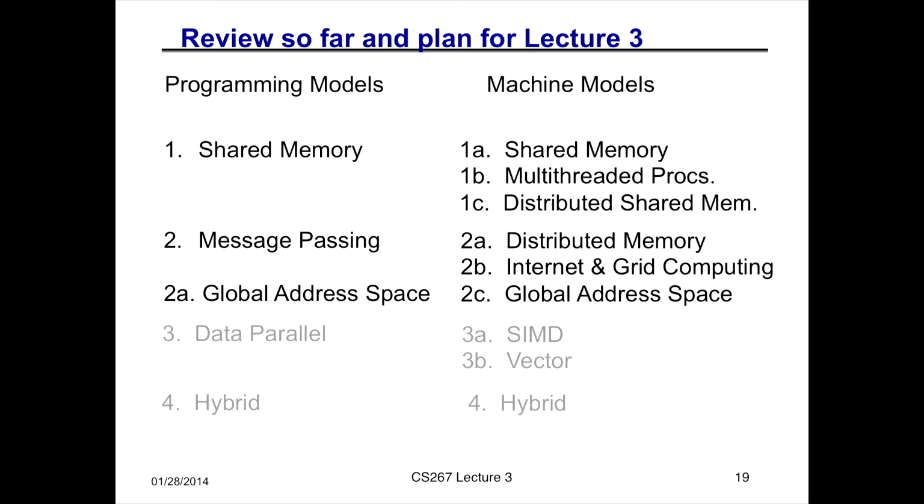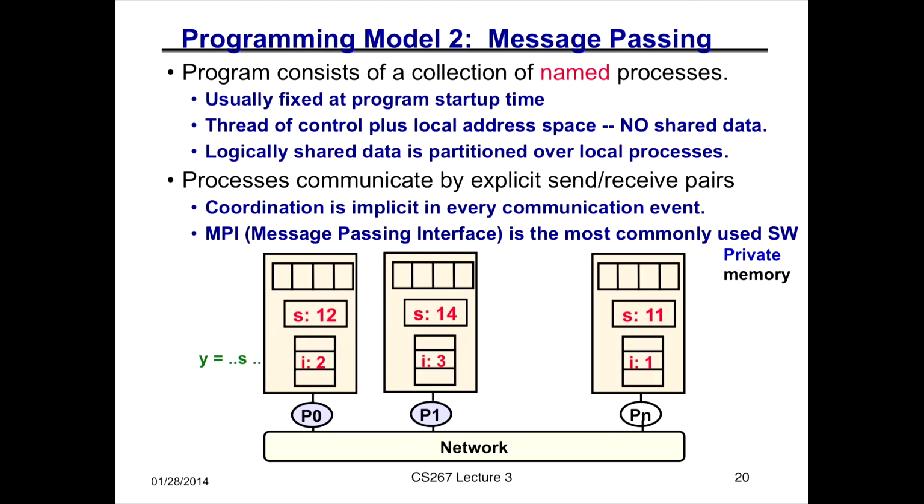So 2A, global address space, tries to combine the best of shared memory and message passing. So it's kind of a hybrid. But let's go on to 2, which is the message passing programming model.